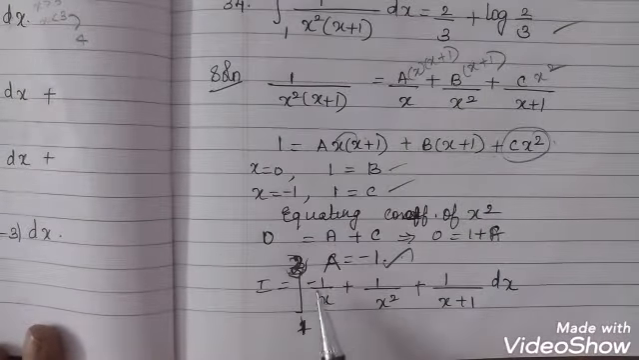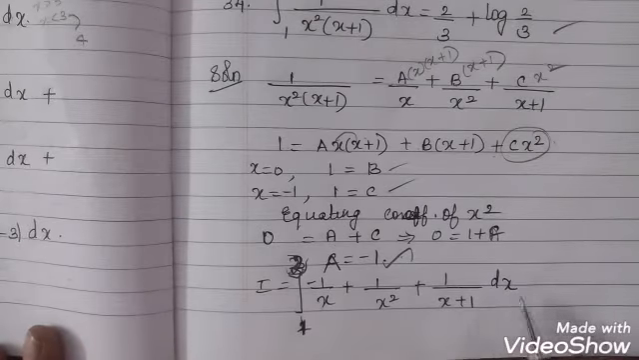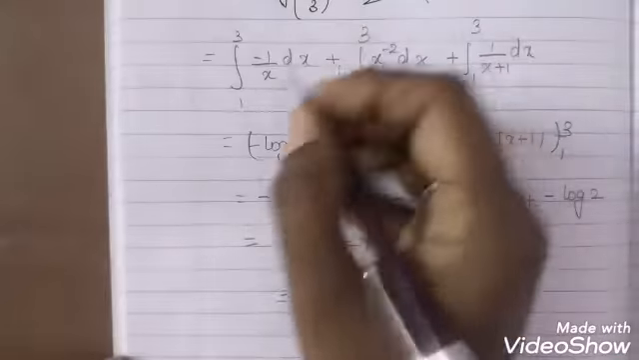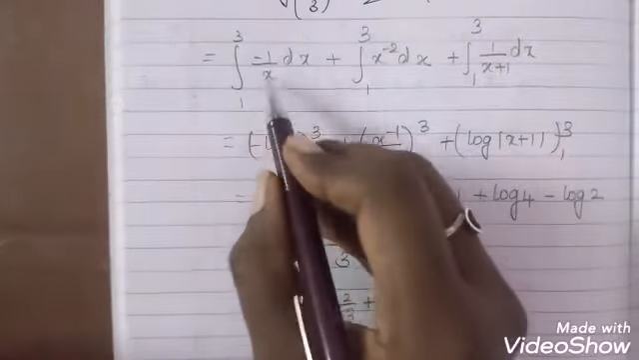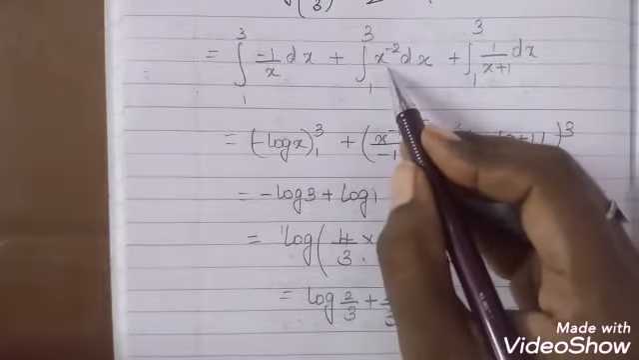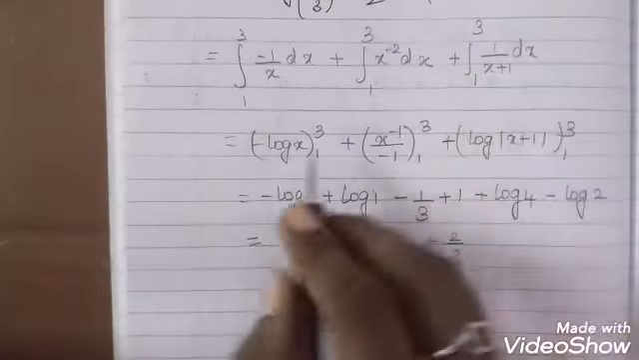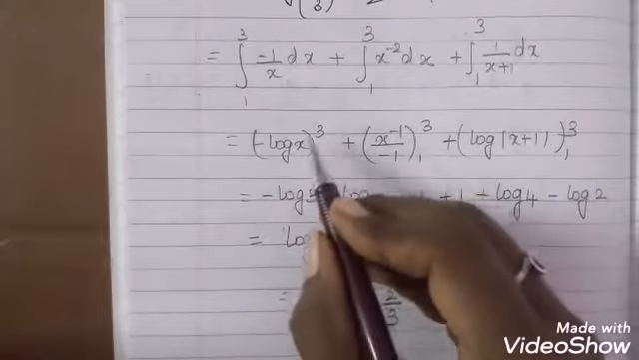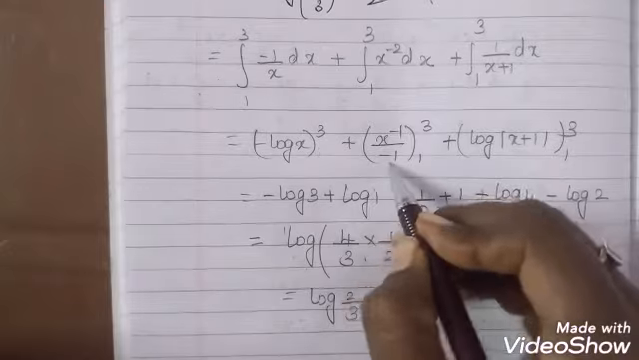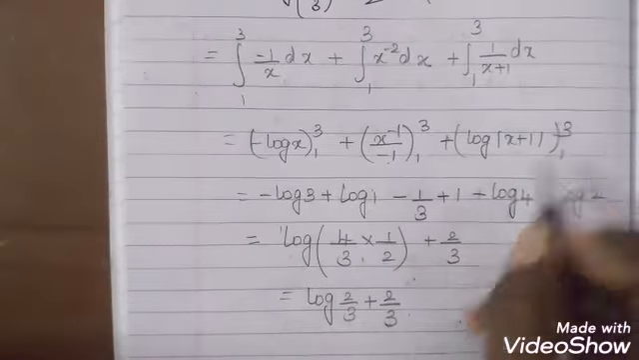Integral over 1 to 3. It's minus 1 by x you have here, plus 1 by x squared, plus 1 by x plus 1 dx. Okay. Now I'll have to integrate this one. So you have it as integral over 1 to 3 minus 1 by x dx plus integral over 1 to 3, that 1 by x squared can be written as x power minus 2, plus integral over 1 to 3 1 by x plus 1 dx. So here this is equal to minus log x over the limit 1 to 3. Here again it is plus x power minus 1 divided by minus 1 over the limit 1 to 3 plus log of mod x plus 1 over the limit 1 to 3.